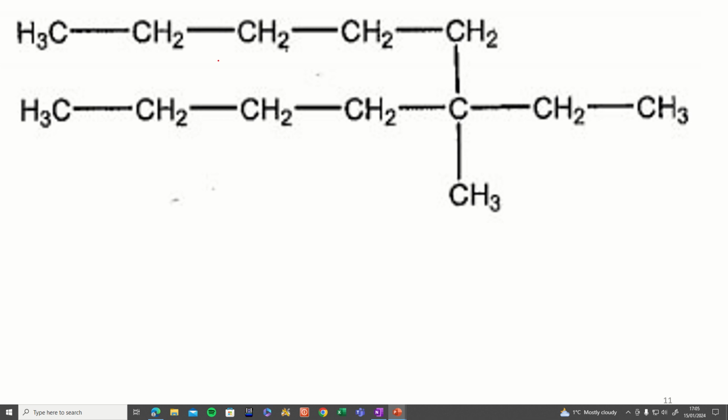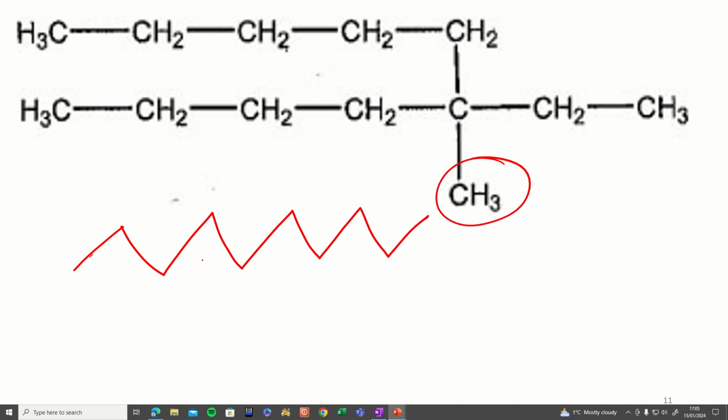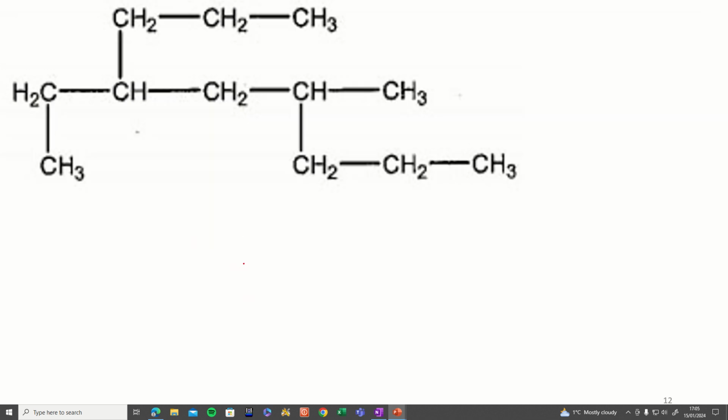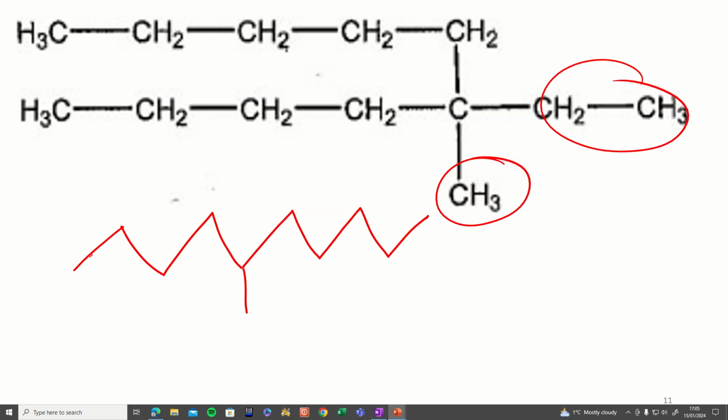Okay, this one is, let's see, 2, 4, 6, 8, 10. So we go 1, 2, 3, 4, 5, 6, 7, 8, 9, 10. We have a methyl group on number 5, so locate number 5, 2, 3, 4, 5. Methyl group there. We also have an ethyl group on the same one, okay. So we go, oh, sorry. 1, 2, okay.